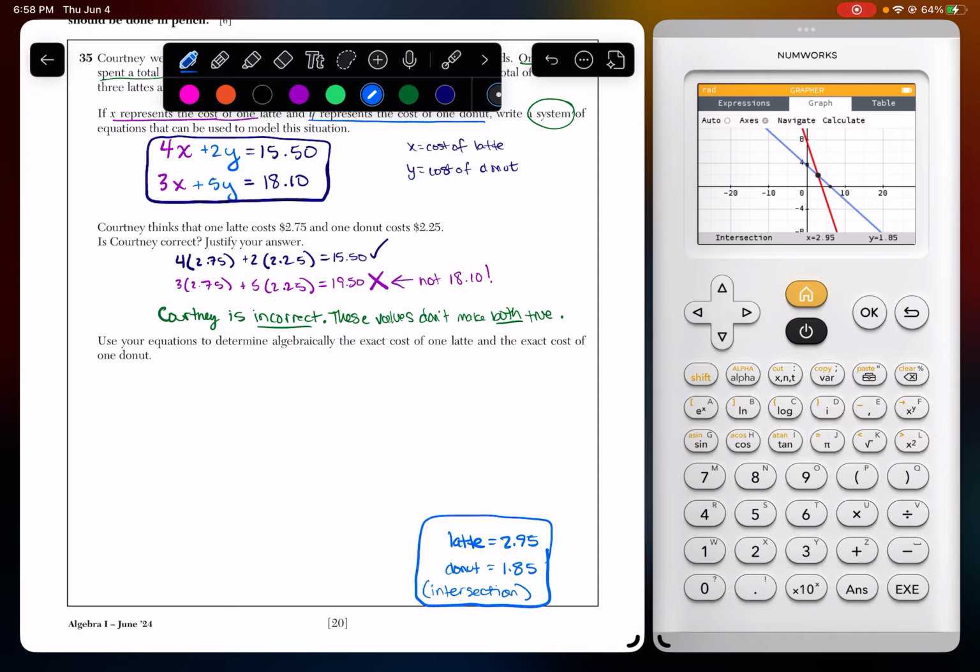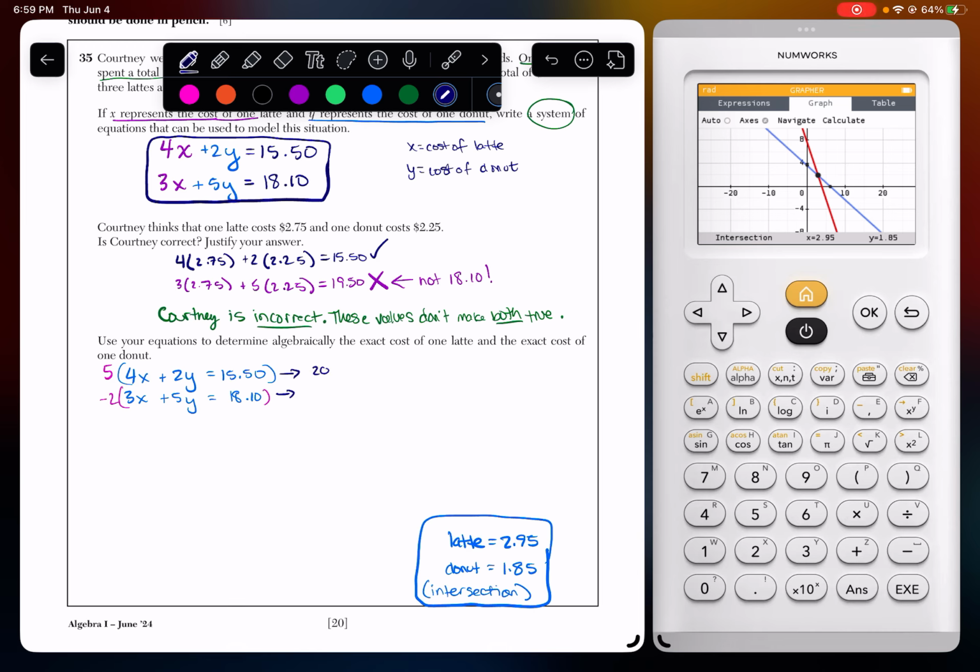To do this algebraically, we want to use either substitution or elimination. So my first goal is to get rid of one of the variables. I think I'm going to try to get rid of y. So the way I'm going to get rid of y is I'm going to multiply my top equation, the entire thing, by 5. And I'm going to multiply my second equation by -2. I chose those values because of the result.